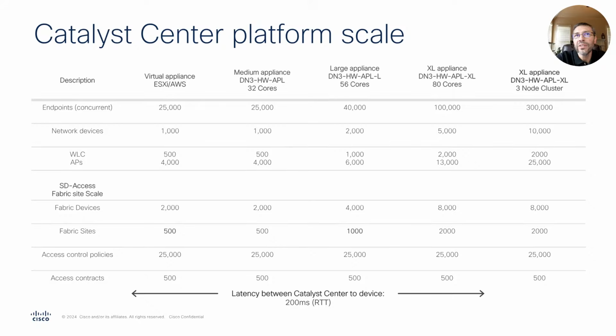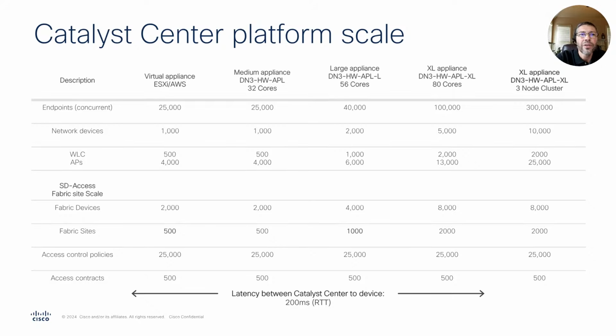When you look at the breakdown between your wireless LAN controllers and APs, you see that you can scale using ESXi from 4,000 all the way to the extra large 3-node cluster with 25,000 APs and 2,000 wireless LAN controllers. So there's lots of scale. Our SD-Access fabric site scale has grown as well. You see from 2,000 with your ESXi and your medium hardware appliance up to your large and extra large, going to 4,000 and 8,000. One key note is that there's not much of a scale difference between the DN2 and the DN3 appliance.